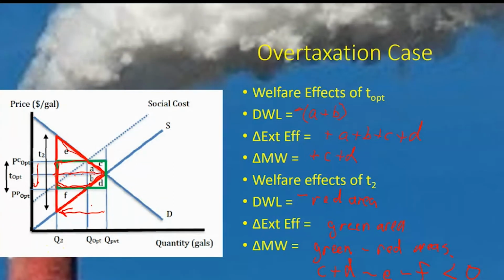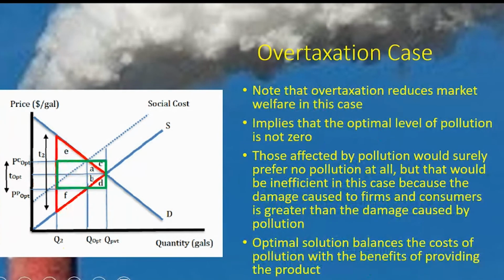And the only way to be sure you can get that is to be able to measure these costs and benefits really effectively. Okay, now, I want to point out this last thing. The optimal solution then has to balance the costs of pollution with the benefits of providing the product. What this is also showing us is that zero pollution is not the best outcome. Okay, you can get to zero pollution with a big enough tax.